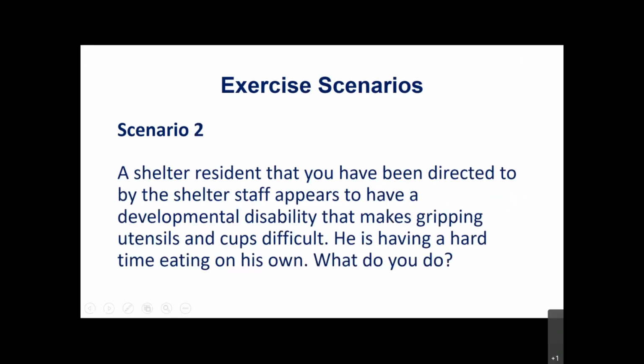Okay. Barry. All right, scenario 2. A shelter resident that you have been directed to by the shelter staff appears to have a developmental disability that makes gripping utensils and cups difficult. He is having a hard time eating on his own. What do you do?